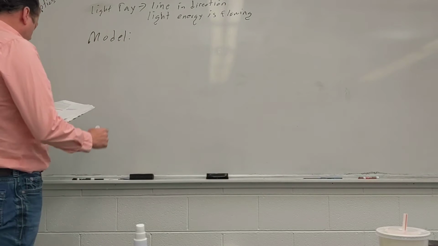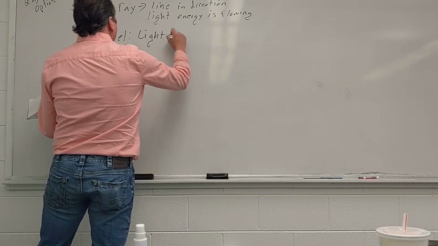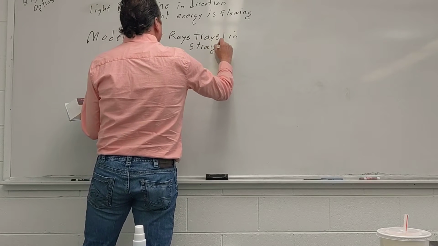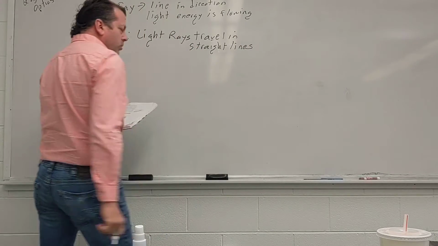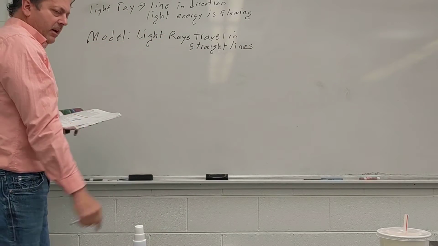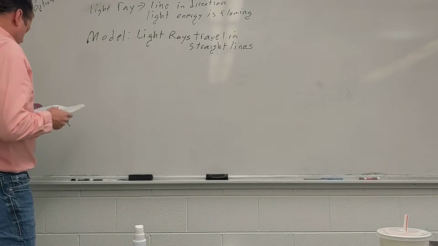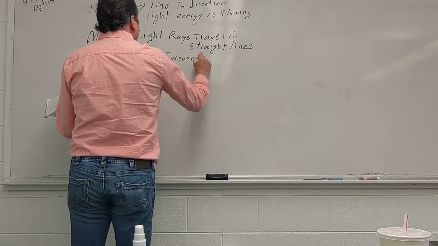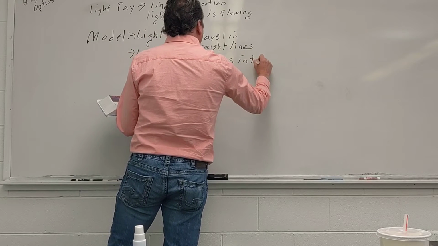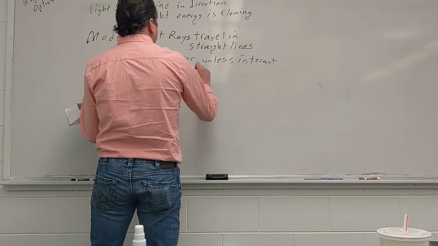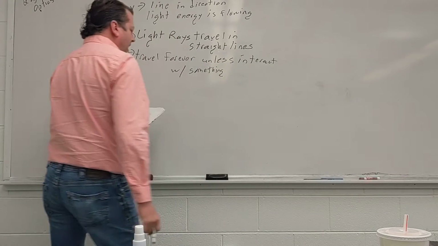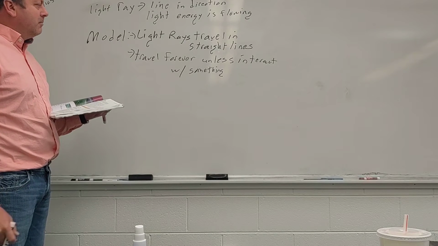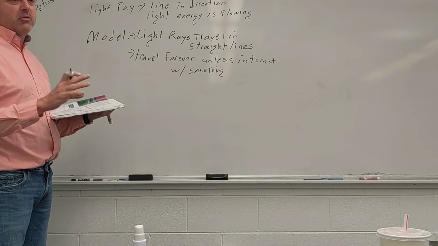Now, what do we know about that model? In this model, light rays travel in straight lines. Woohoo! That makes them easy. It's like a laser goes out. Travels in straight lines. They travel forever unless they interact with something. Most of the time, that's something that matters. And that's a bad joke, of course, if you read the book. But it's going to keep going straight unless something interacts with it.